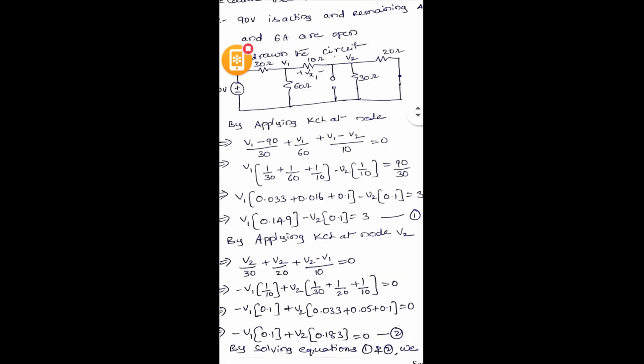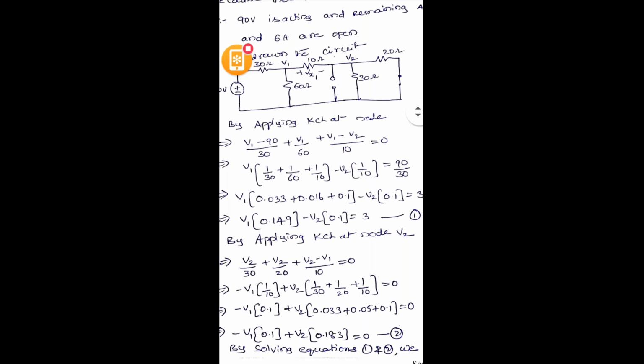Similarly, applying KCL at node V2: V2/30 plus V2/20 plus (V2 minus V1)/10 equals 0. Taking V1 and V2 terms common: minus V1 (1/10) plus V2 (1/30 plus 1/20 plus 1/10) equals 0. Simplifying, minus 0.1 V1 plus 0.183 V2 equals 0. This is equation 2.